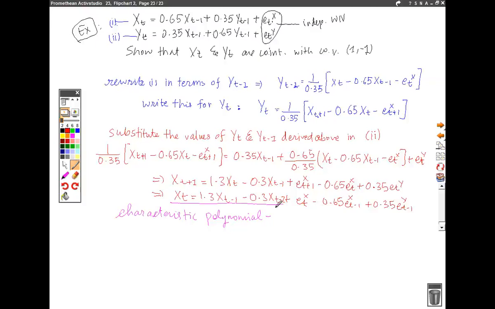Okay, so what will be my characteristic polynomial now? 0.3 lambda square minus 1.3 lambda plus 1. Right. So it will be 0.3 lambda square. I want to write this now.